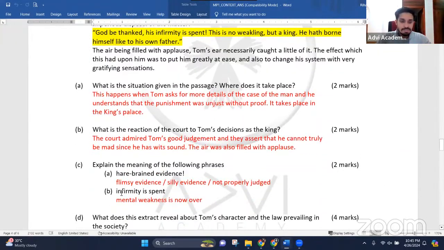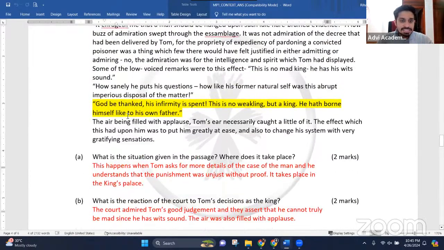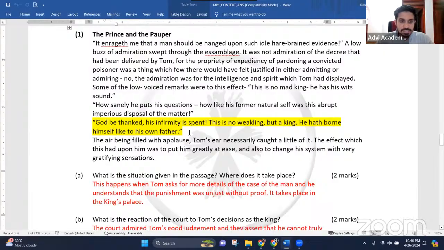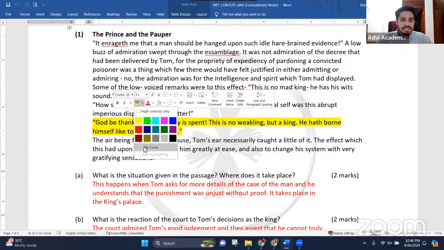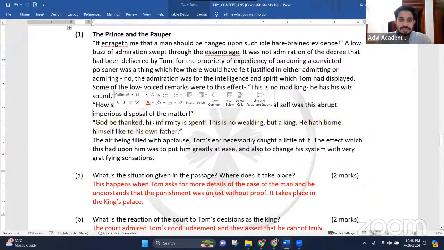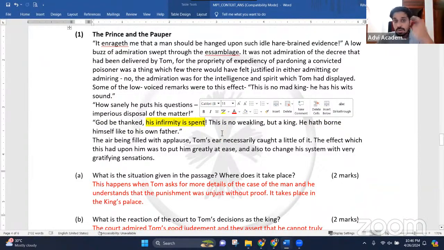For an example, right? Infirmity is spent. Where is infirmity spent? God be thanked, his infirmity is spent. This is no weakling, but a king. This is very annoying, by the way, Prince and the Pauper. He hath borne himself like to his own father. Now, if you know the story, they thought Tom is mad, no?